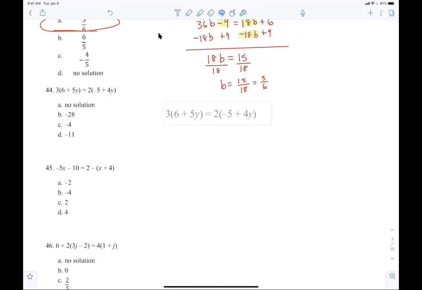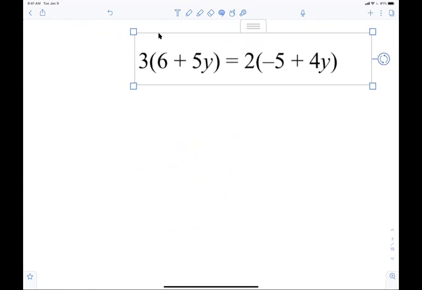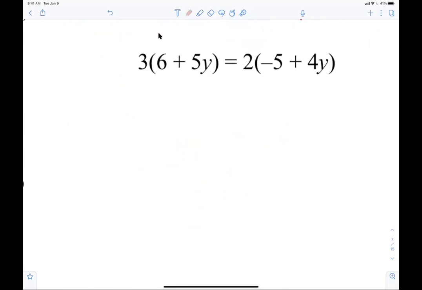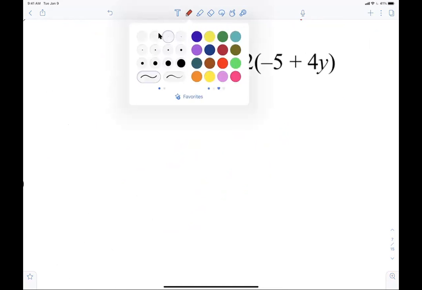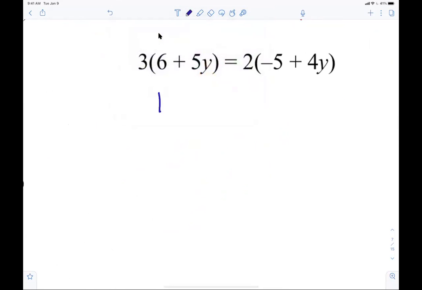All right, first thing I want you to do is do the distributive property for me. What do I get when I distribute? 18 plus 15y equals. Good job. All right, now on the left side, what needs to move? Yes, that's how easy, kiddo.